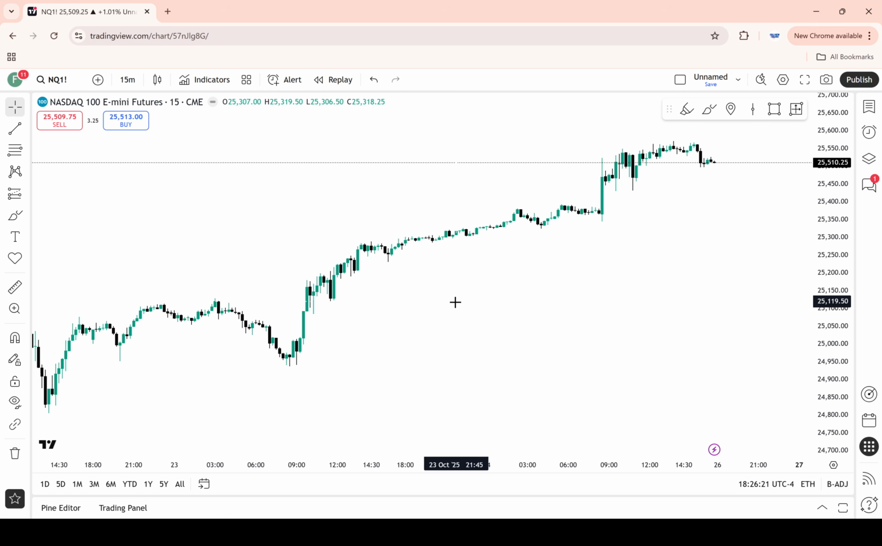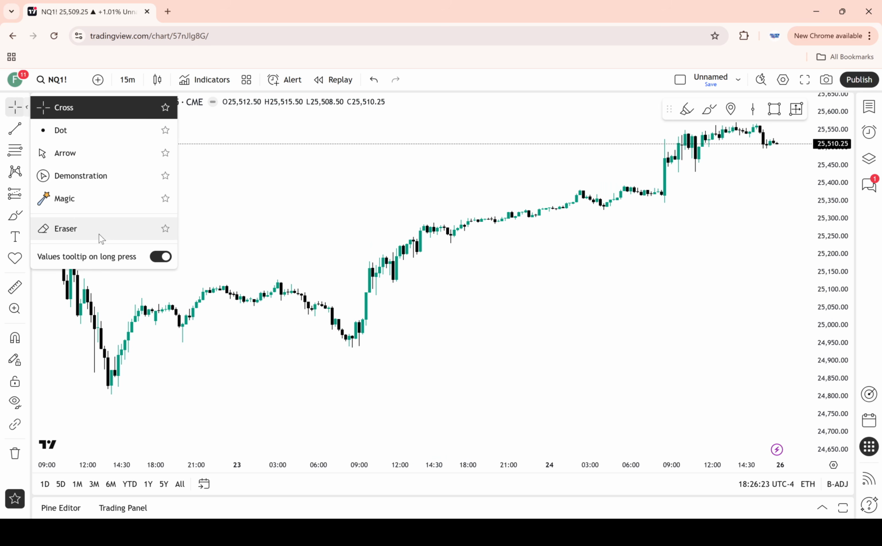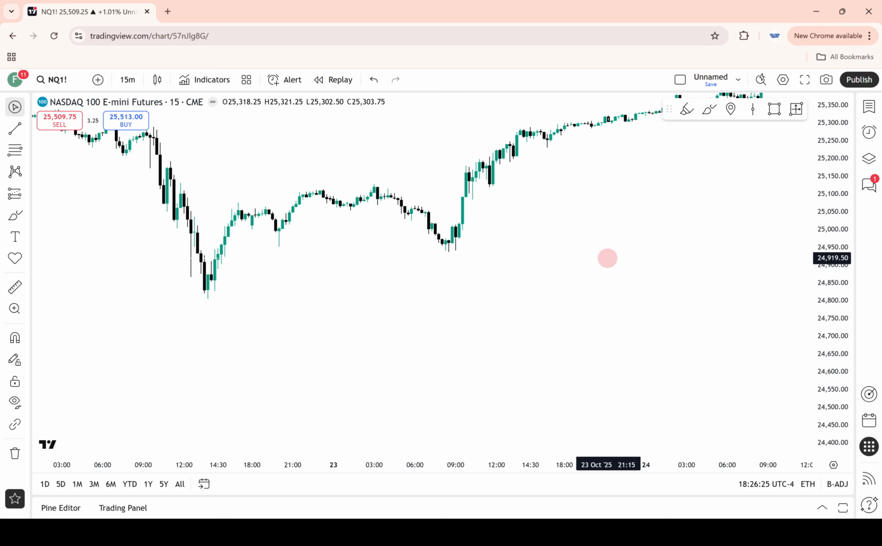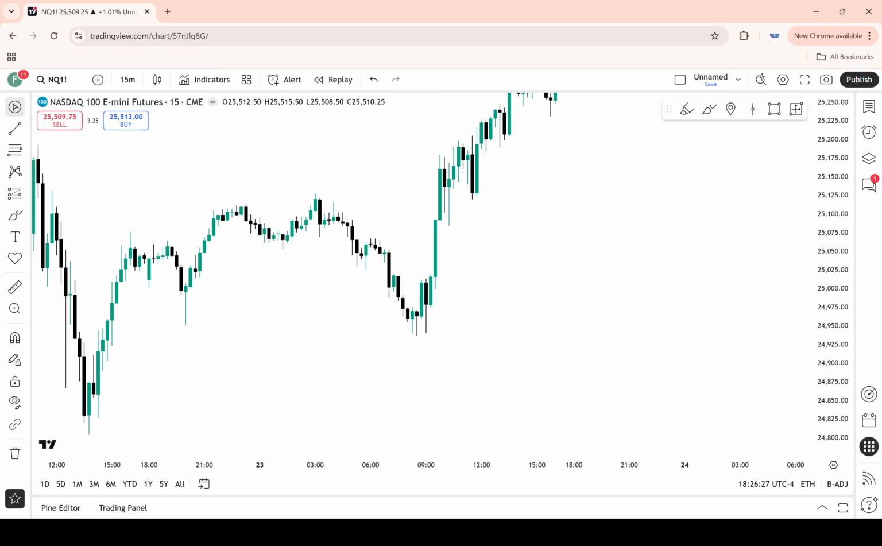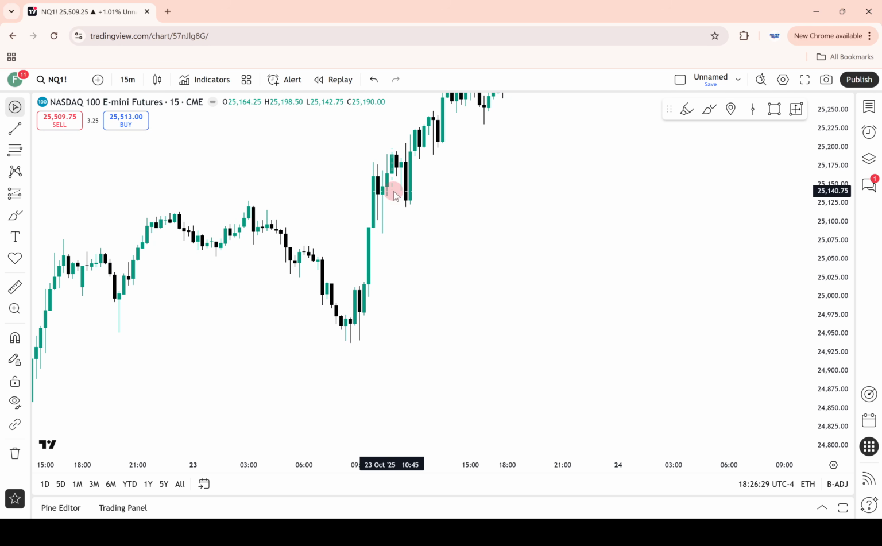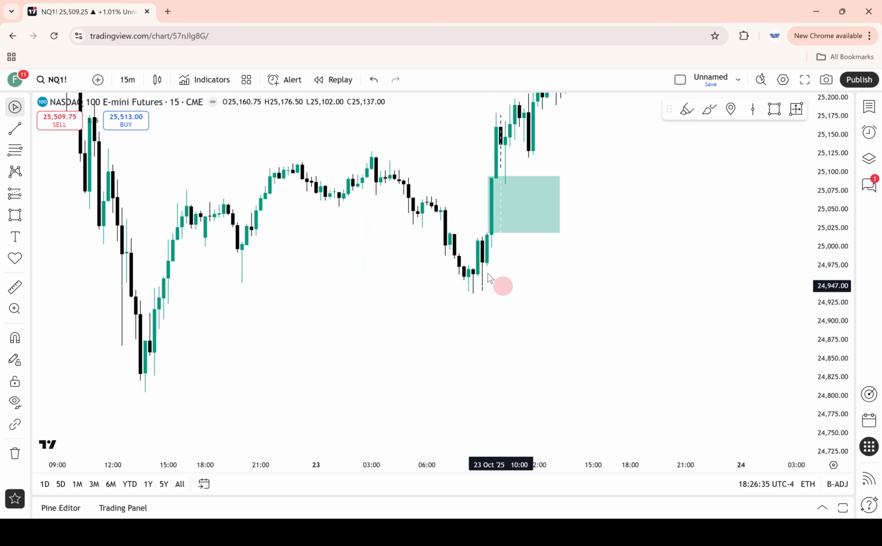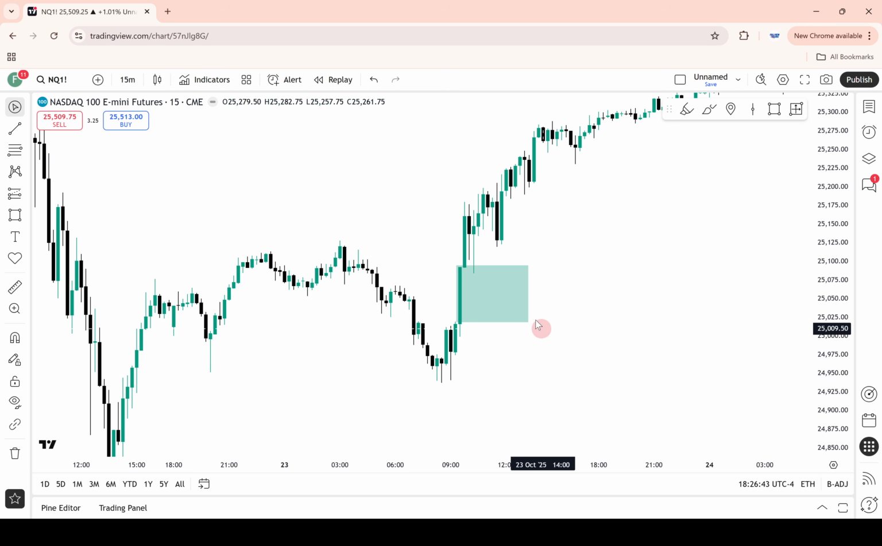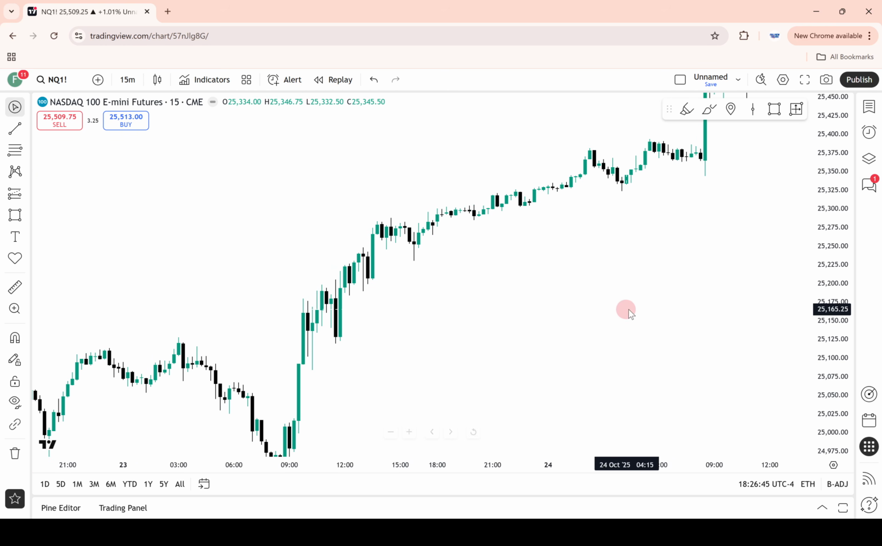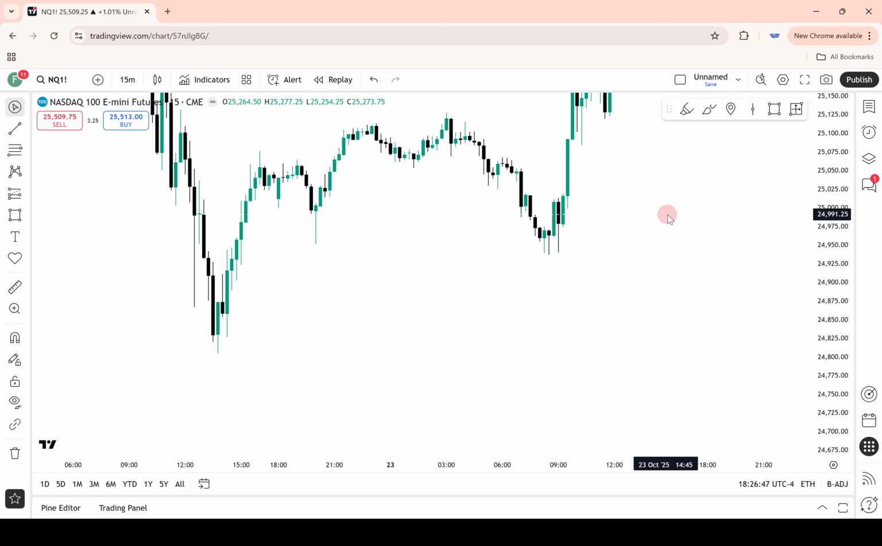Now, just as a little bit of a recap, in terms of fair value gaps, we talked about when the market's moving up, price is going to respect what's called a bullish fair value gap. When the market's moving down, the market's going to respect bearish fair value gaps. Now, there comes a point in time when the market reverses where often we are going to invert one or the other, and I'll show you exactly what I mean.